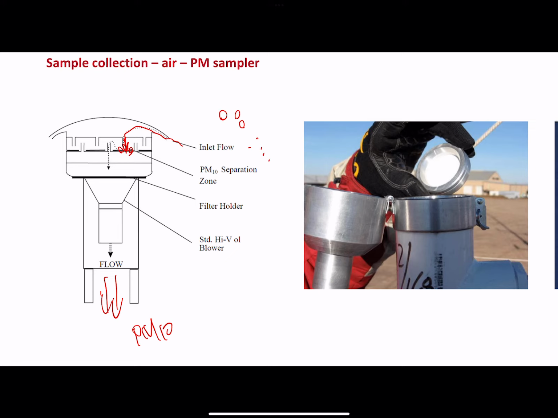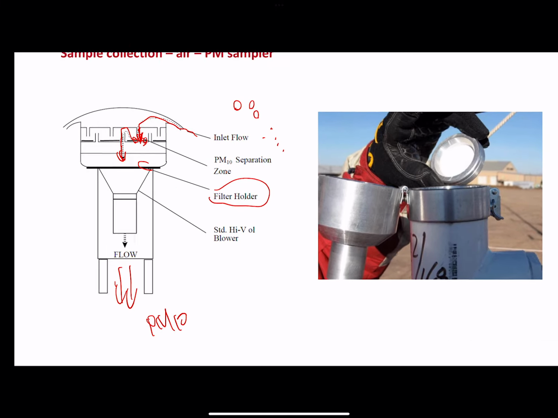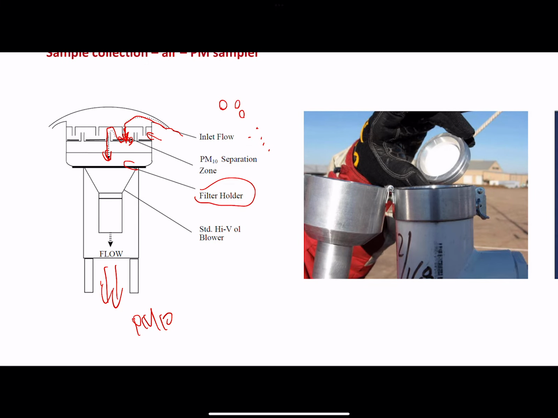But the smaller particles will be carried by the wind, and then they will go through this wind channel. And then we have a filter here. This filter can collect all the particles that pass through. So in this case, we can design this wind tunnel structure to selectively let through particle sizes smaller than or equal to 10 micrometers. So this is a PM10 collector.